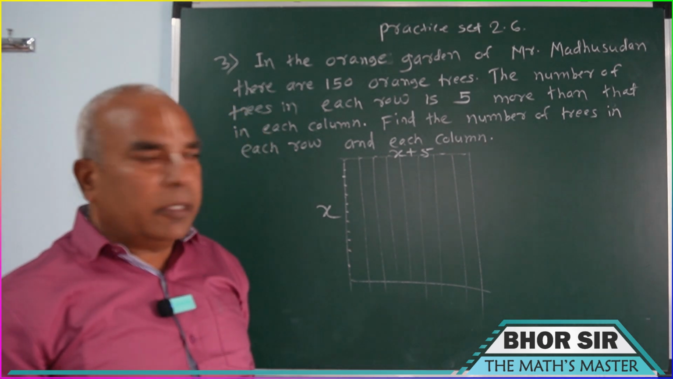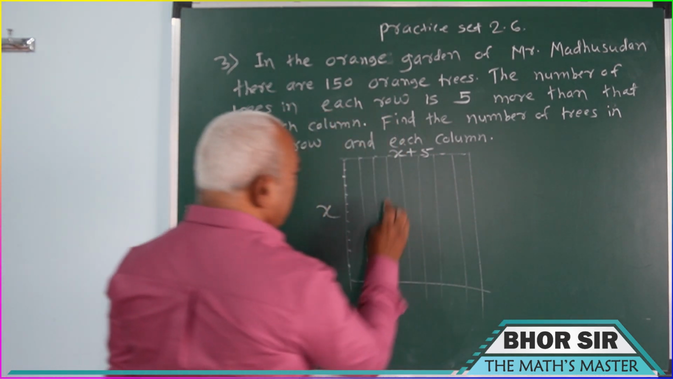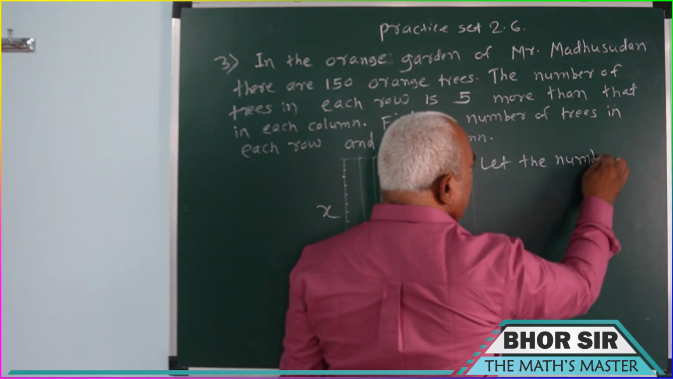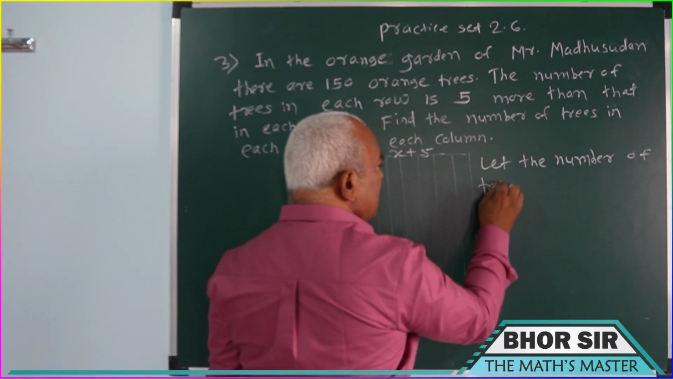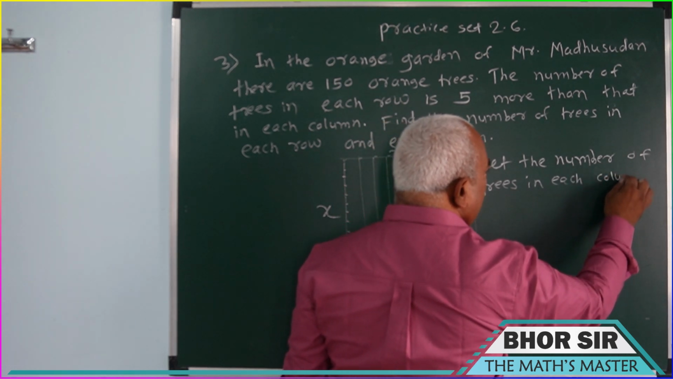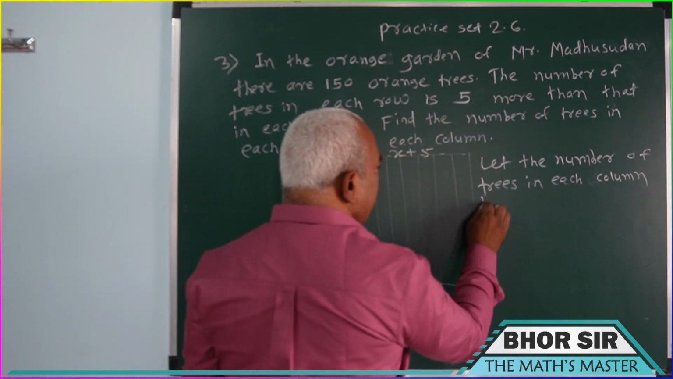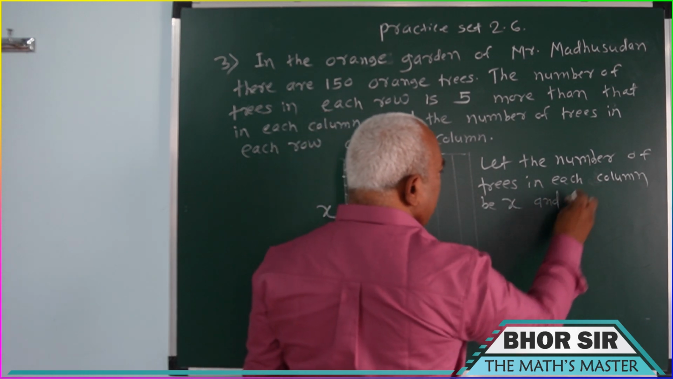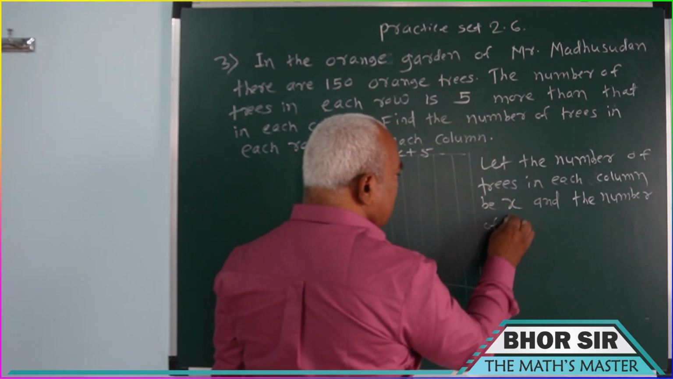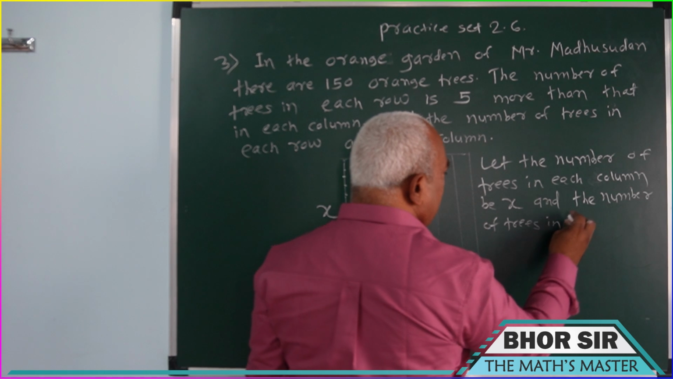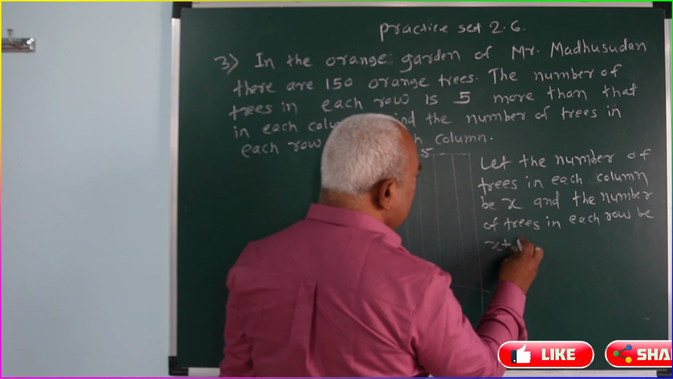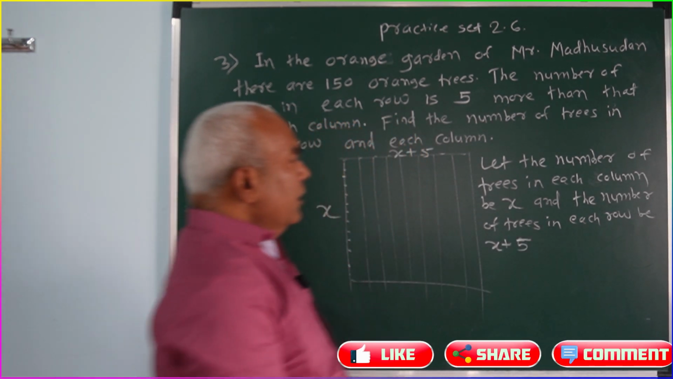We have to find out now the number of trees. We should say here: let the number of trees in each column be x, and the number of trees in each row be x plus 5. Therefore, there are x plus 5 trees.